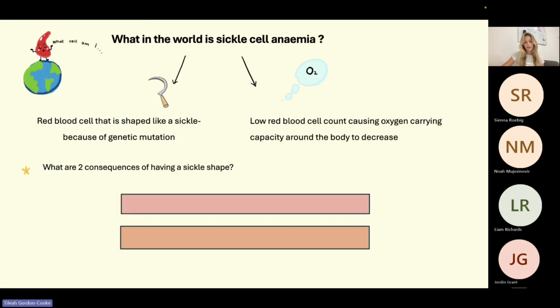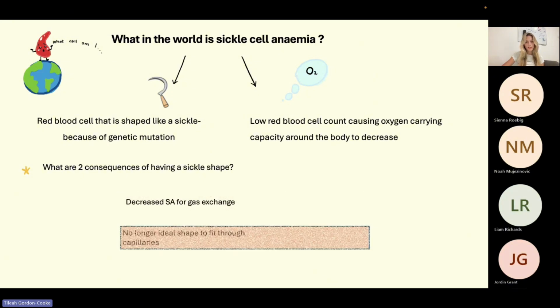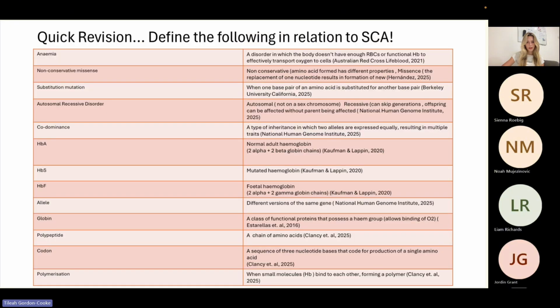So what is sickle cell anemia? Sickle refers to the mutated shape of the cell. Here are some consequences of that mutation. Anemia refers to the low red blood cell count, resulting in poor oxygen saturation around the body. Here is a reference sheet which has all the key concepts related to this content, so feel free to screenshot and refer back to it at any point in time.